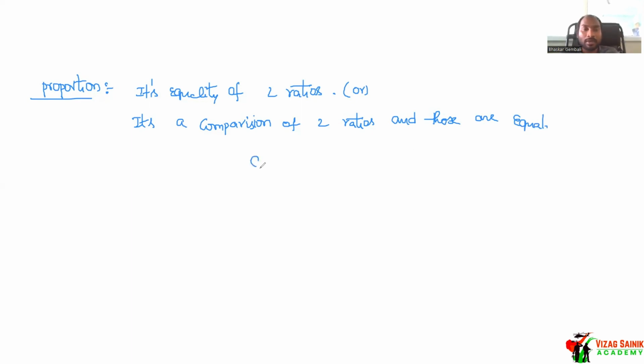We represent the proportion with this symbol: this is one ratio and this is the other ratio. We represent the proportion by 2 times the ratio symbol. For a ratio we say "is to", for proportion we say "as", which means equal. We can write A is to B as C is to D. When the two ratios are equal, we can say those are in proportion.